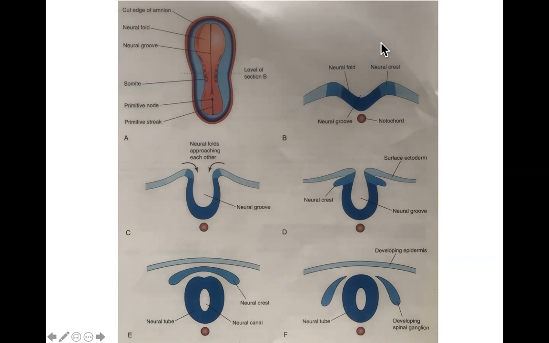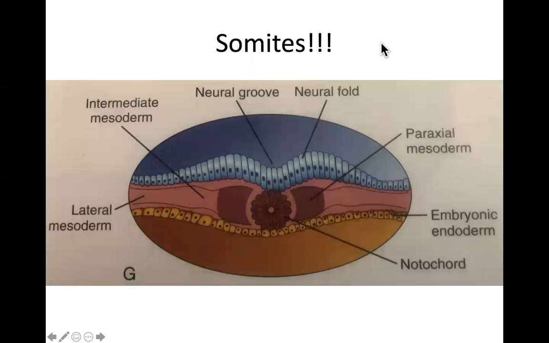Welcome to lecture 6, which is the second half of chapter 5. Last time we talked about gastrulation and the formation of the notochord and neurulation, and how the presence of the notochord is the primary inducer of neurulation, and then the formation of the neural tube, neural crests, neural folds, and the differentiation of the neural tube, neural crest, and then the surface ectoderm. So today we're going to talk about somites.